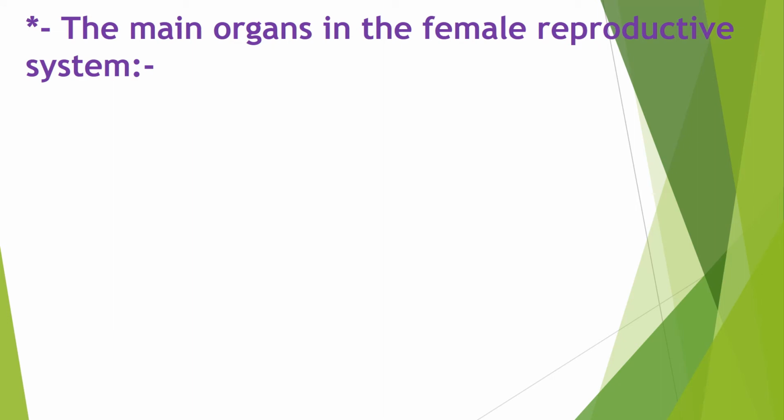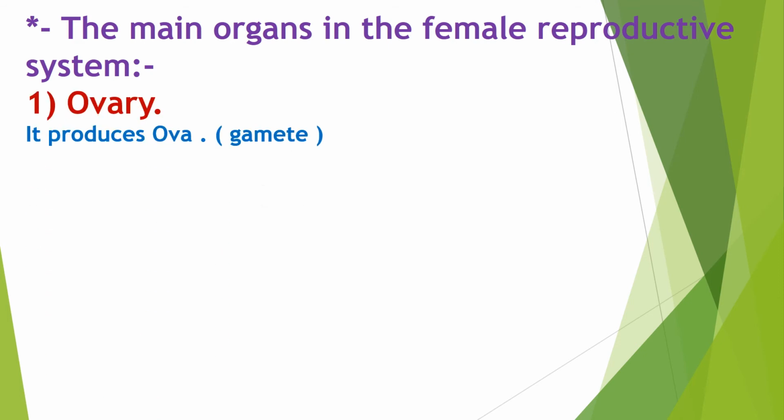And now let's see the main organs in the female reproductive system. As you see in the picture in front of you, the main organs in the female reproductive system are number one, ovary, number two, fallopian tube, number three, uterus, and number four, vagina. These are the main organs in the female reproductive system. Let's see the function of each one of them.